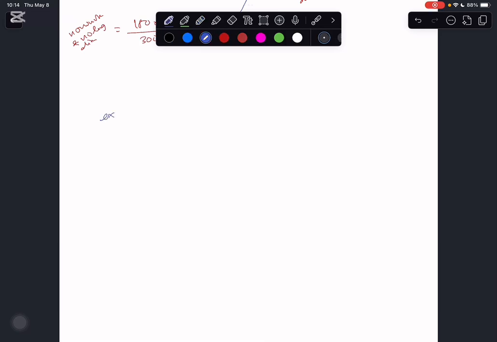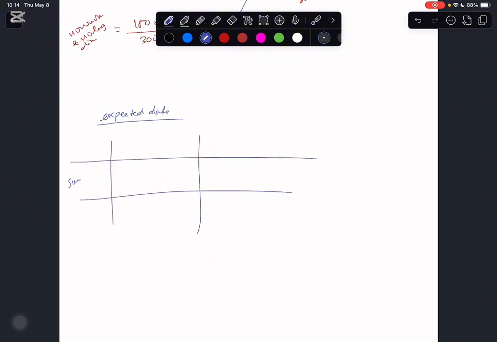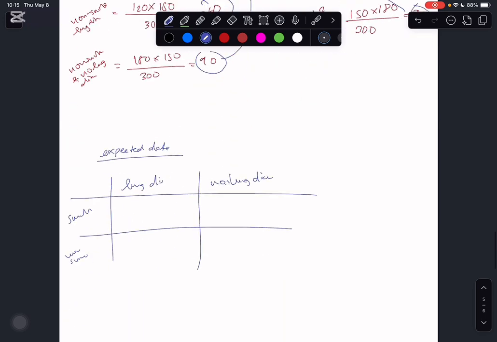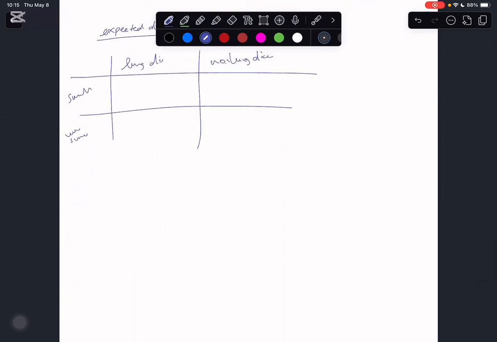So the expected data for smokers and non-smokers, those who have lung disease and those with no lung disease, we're basically just going to put the numbers. So it will be 60, 90, 60, 90. So this is the expected value that we should get.